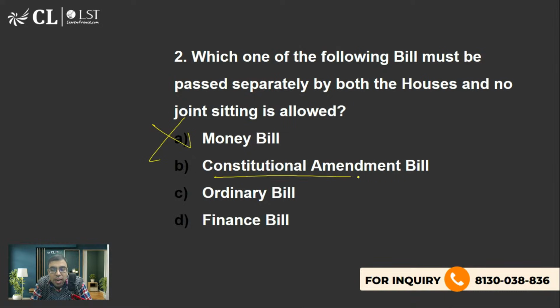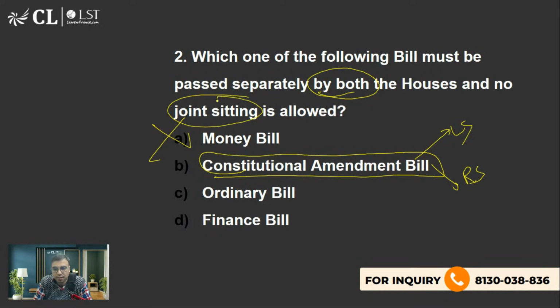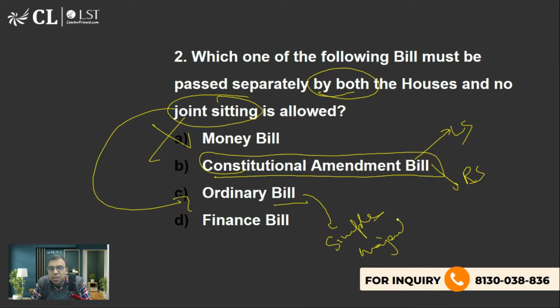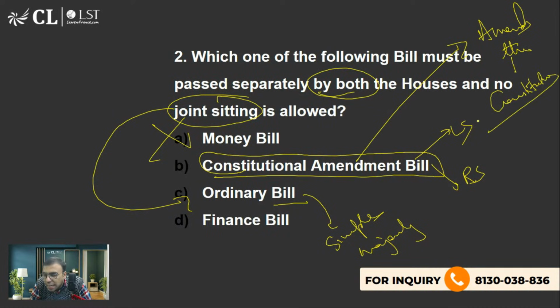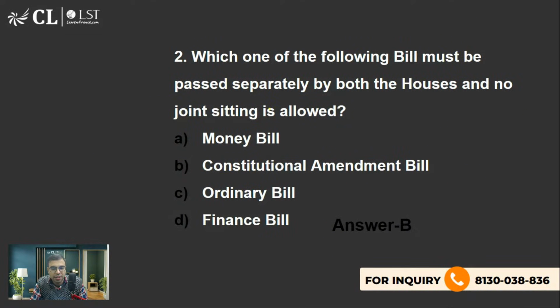The next is the constitutional amendment bill. Of course, you need to pass it in both the houses separately. There is no scope of a joint sitting. Joint sitting is only for an ordinary bill where a simple majority is required. A constitutional amendment bill amends the constitution, which means it changes something in the constitution. It inserts something, removes something. That is what you should be knowing. The right answer to this question is B.